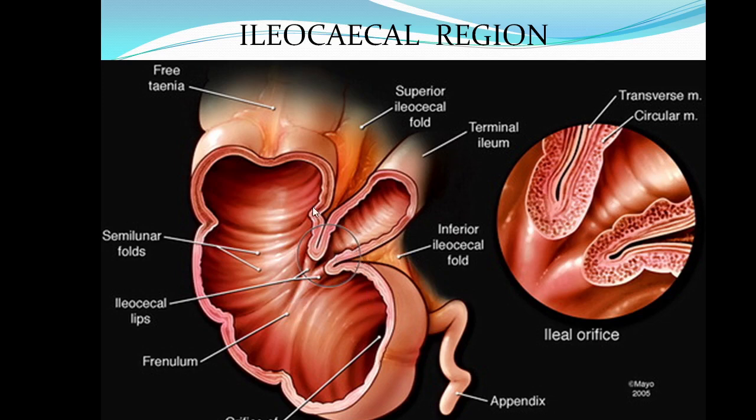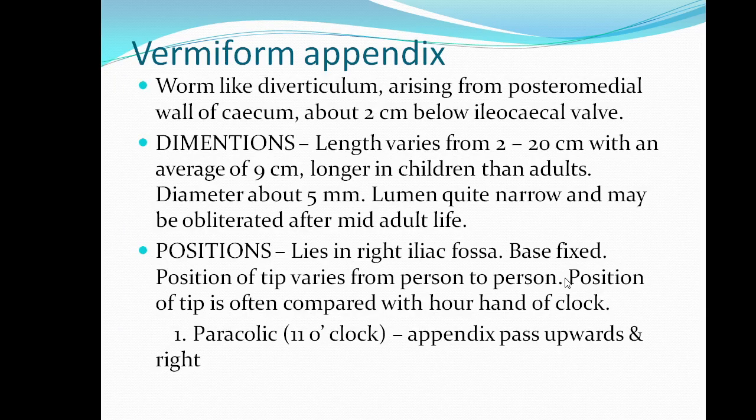This region has been enlarged here to show the formation of the ileocecal junction, and here you can see the circular muscles that are inside and longitudinal muscles that are outside, they get thickened to form the ileocecal valve. Here you can see the ileocecal orifice. The vermiform appendix is a worm-like diverticulum arising from the posteromedial wall of the cecum. It is about 2 cm below the ileocecal valve.